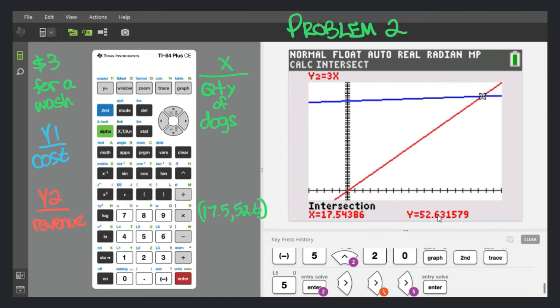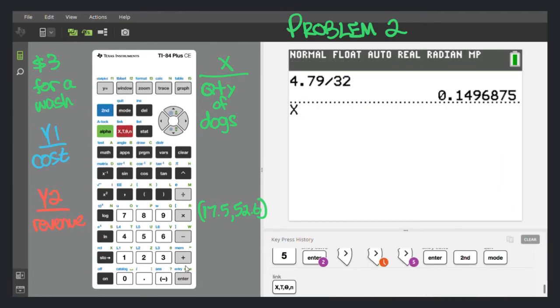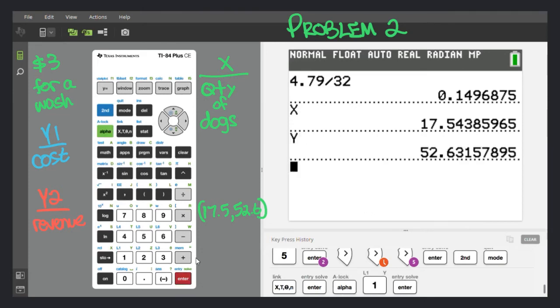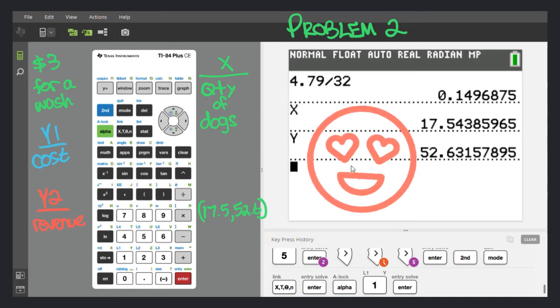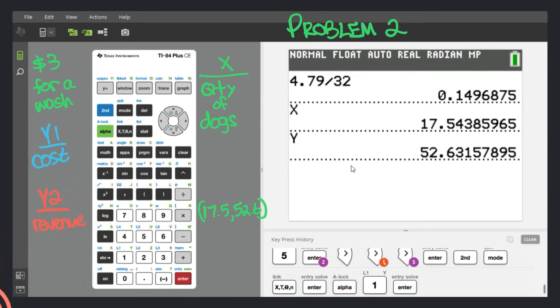I want to show you a little trick really quickly. Second mode, and if you just type x, that gives you that x value. And if you type y, oddly, x is a common button, but you have to press alpha 1, enter. So those are the two values. What's cool is you could do anything with those two values, like plug them into other functions or something.